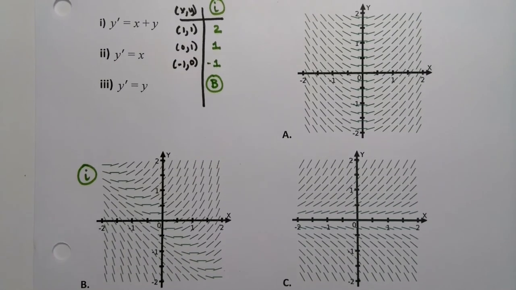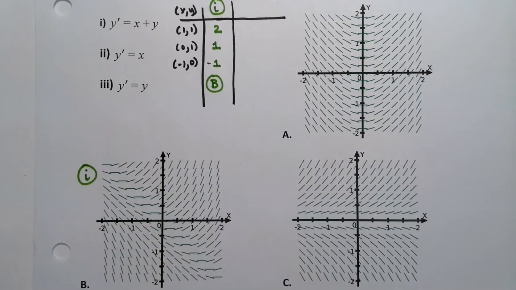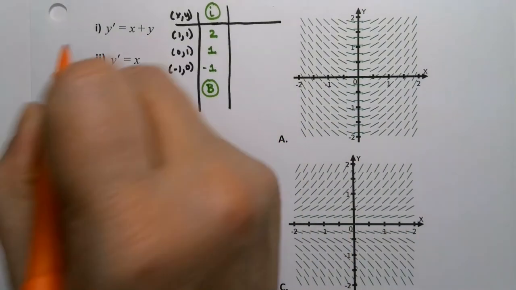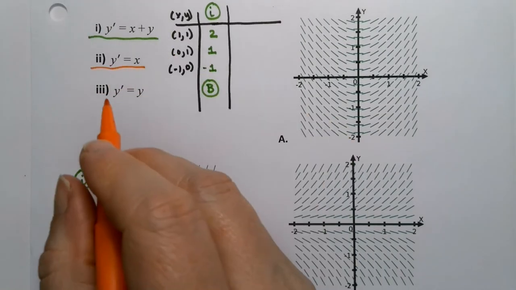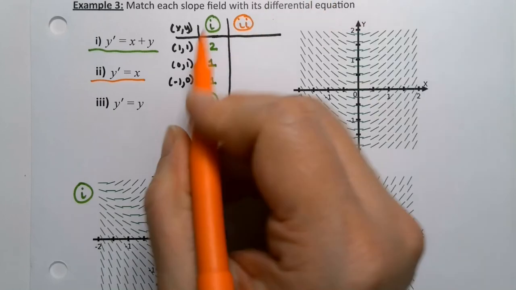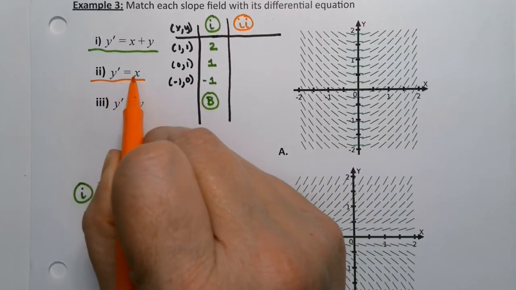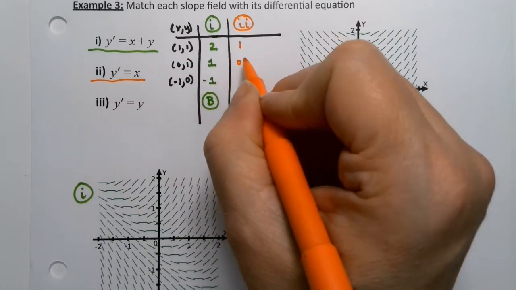All right, let's keep going with that table. We'll keep the points consistent and we'll change the equation. So now we're going to look at number 2. Okay, so number 2 says that the derivative, the slope, is equal to x, and just the x value. So that means that the slope is 1, the slope is 0, the slope is negative 1.